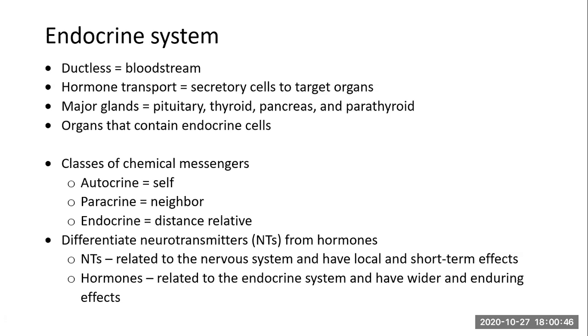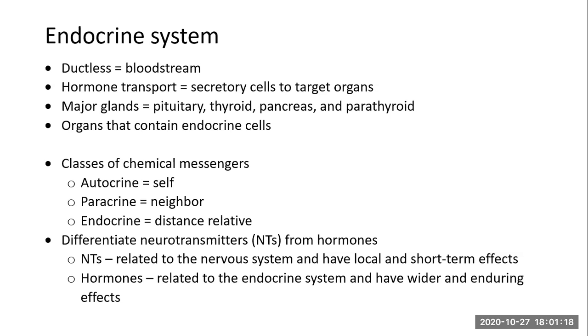And the other thing I want you to know is the organs that contain endocrine cells. For sure, you should be familiar with the brain because it contains the pituitary. You should be familiar with the thyroid gland. You should be familiar with the pancreas, but not just these. There are other organs that contain endocrine cells, including the liver, skin, the kidney, and things like that.